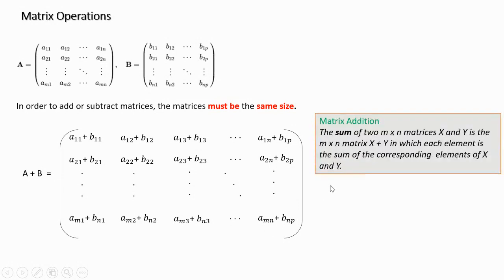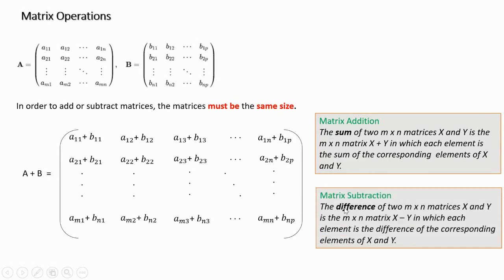Okay, the notation at times for the matrix, they use, for example, here: the sum of the two M by N matrices X and Y is an M by N matrix in which each element is the sum of the corresponding elements of X and Y. All this means, guys, is what we did here. We're going to add them, like I said, first row, first column on A matrix plus first row, first column on B matrix, and you continue until you're done with the matrix.